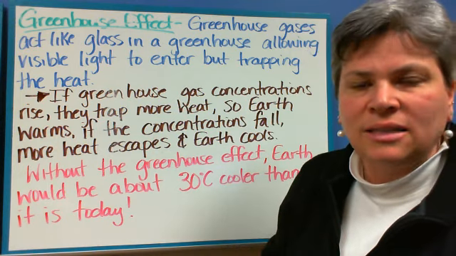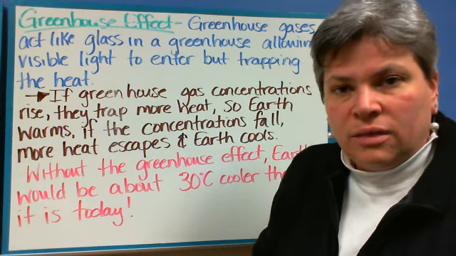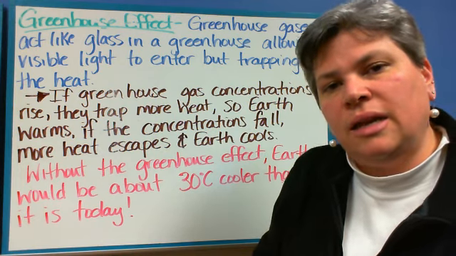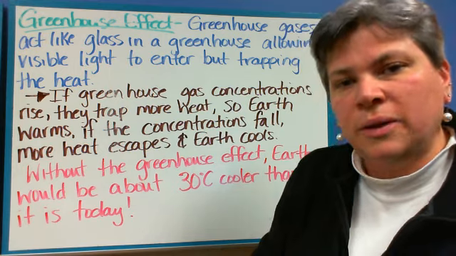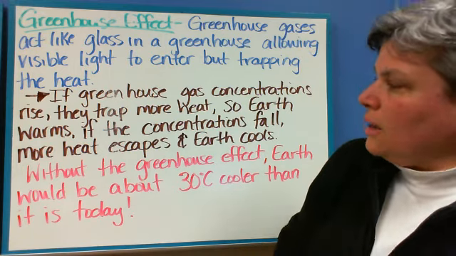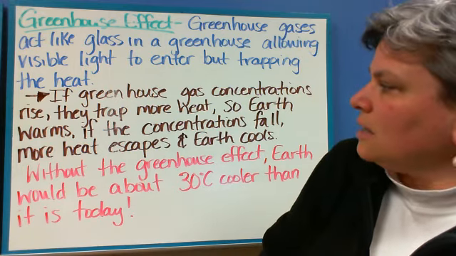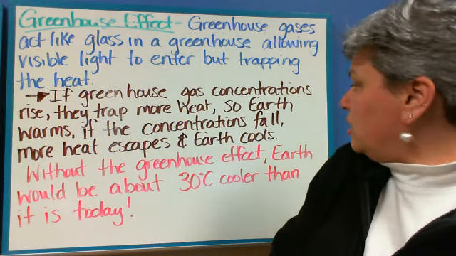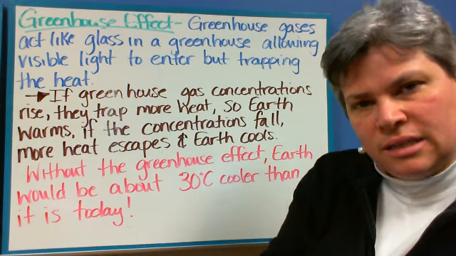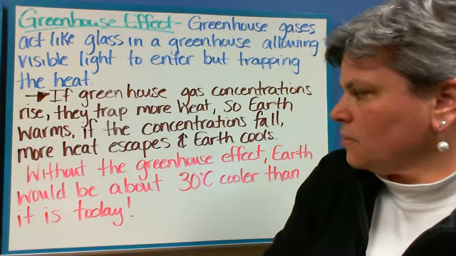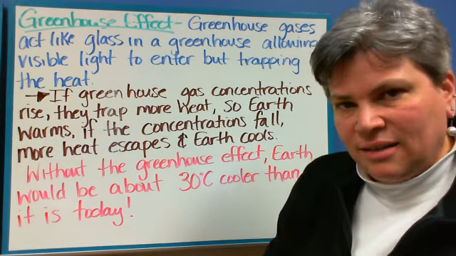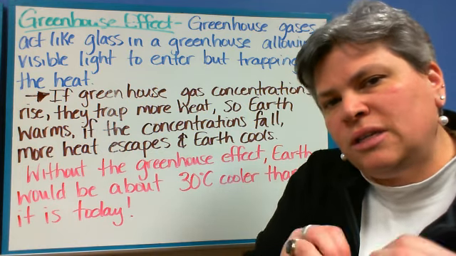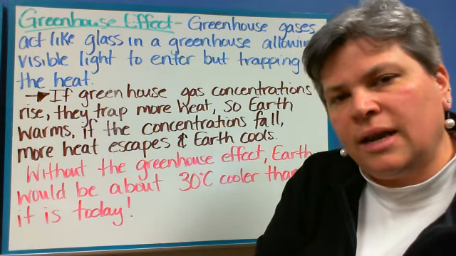The same way the gas doesn't allow the heat to get out of the Earth, the glass in the greenhouse doesn't allow the heat to get out of the greenhouse. That's why we call it the greenhouse effect. If the greenhouse gas concentrations rise, they trap more heat, so the Earth warms up. If the concentrations fall, more heat can escape, and the Earth cools down. Without the greenhouse effect, our temperature right now today would be about 30 degrees Celsius lower than it is.